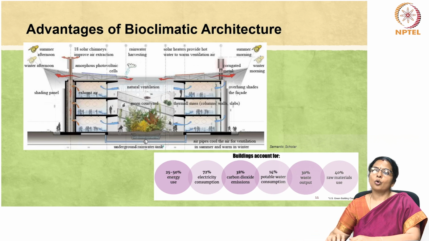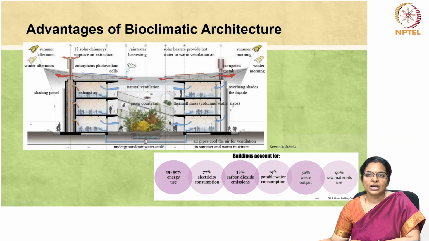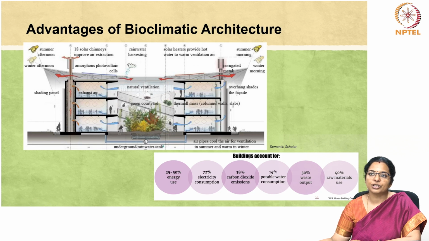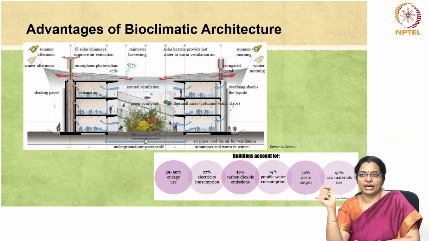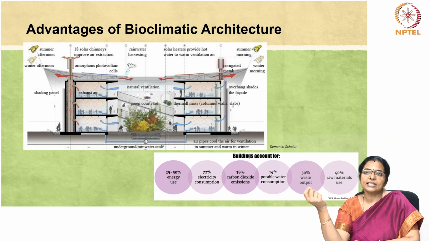The second is lowering utility bills. So, bioclimatic buildings translate reduced energy consumption into lower utility bills for the occupants. So, it gives you an economic advantage. By relying on natural resources for heating, cooling and lighting, occupants enjoy substantial cost savings over time, making bioclimatic architecture a financially viable choice. Third is less dependence on fossil fuels.